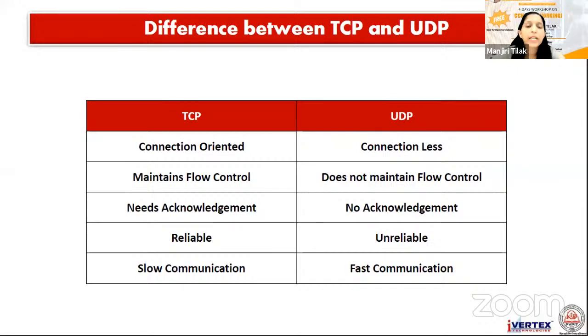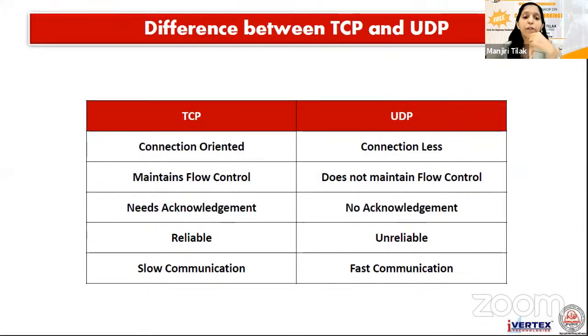But remember, TCP, because it is a connection-oriented protocol, will undergo a three-way handshake. It will first establish the connection and then it will send the data. But on the contrary, UDP is connectionless, so there will be no connection establishment. Directly your data will be sent from sender to receiver. Okay, then the second point is what?